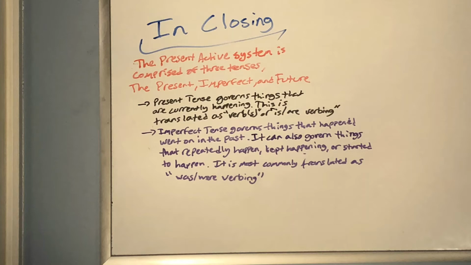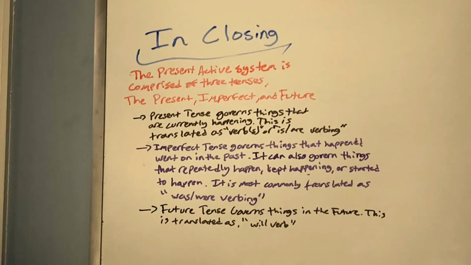That happened for a time, versus the innkeeper muttered. It happened once. Once again, imperfect comes from perfectus, meaning completed, and then the im means not completed, so imperfect is an action in the past that's not completed, while perfect is an action that happened in the past that is perfectus, completed. It can also govern things that repeatedly happen, kept happening, or started to happen. The most common imperfect translation that you will see is was or were verbing, depending once again on that subject-verb agreement. The future tense governs things that happen in the future. This is translated as will verb.